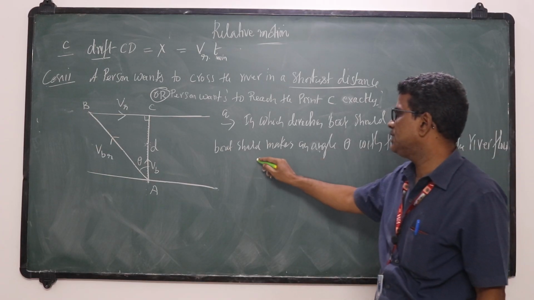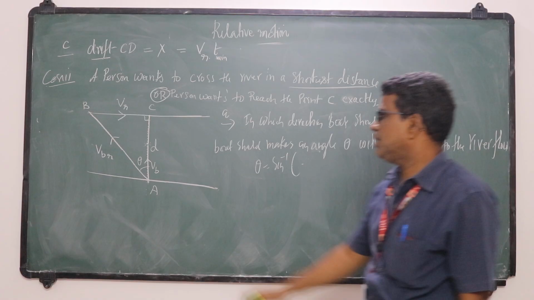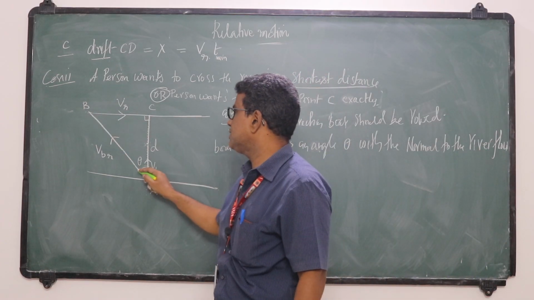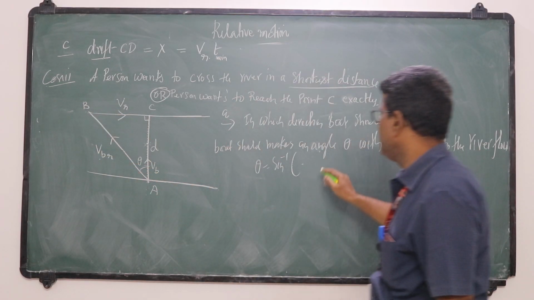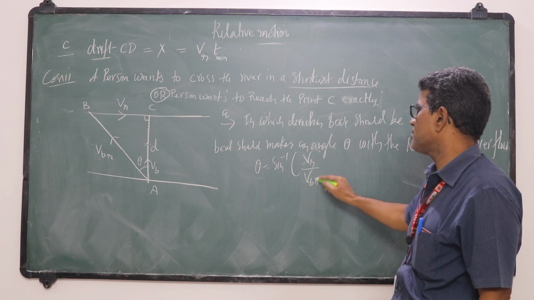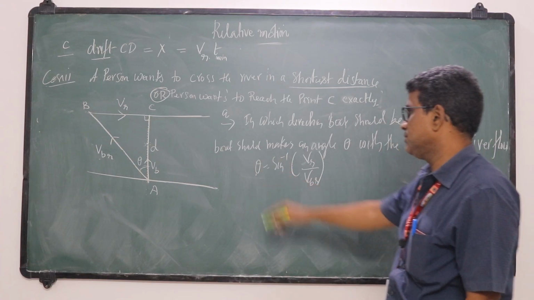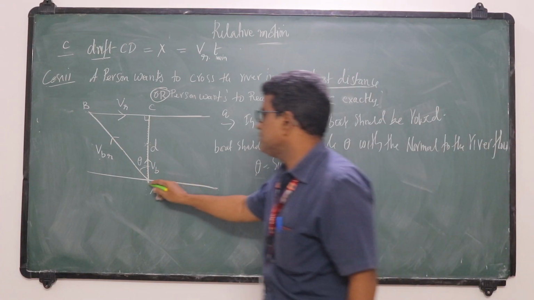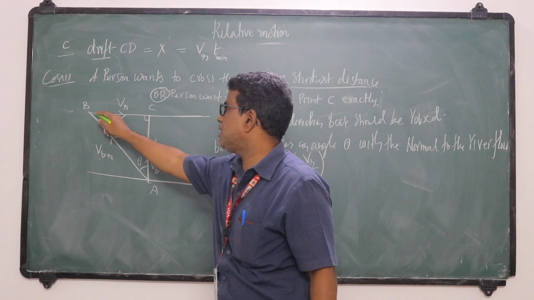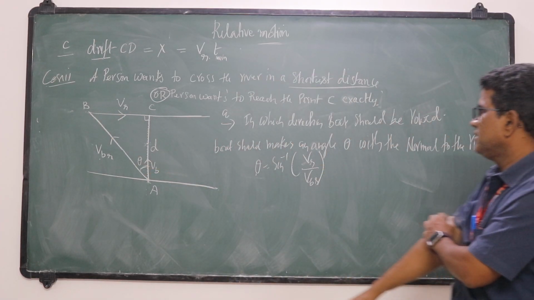So what is this theta? Theta is equal to sine inverse, in this triangle, of VR by VBR. So this is the answer. I am using the sine theta formula, opposite side by hypotenuse. Then we get this answer.